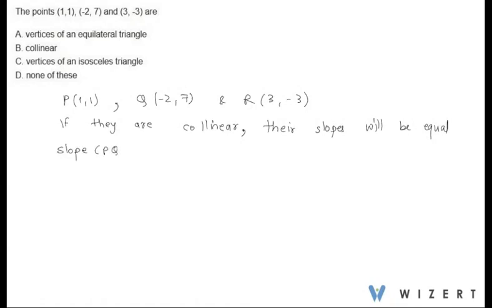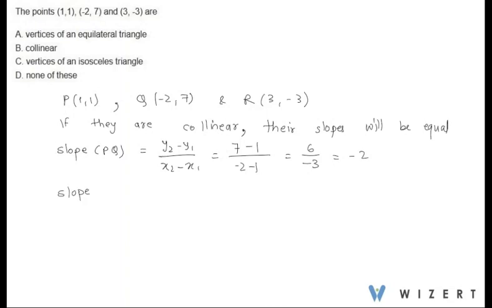Slope of PQ is equal to (y2 minus y1) upon (x2 minus x1), which is equal to (7 minus 1) upon (-2 minus 1), which is equal to 6 upon -3, which is equal to -2.